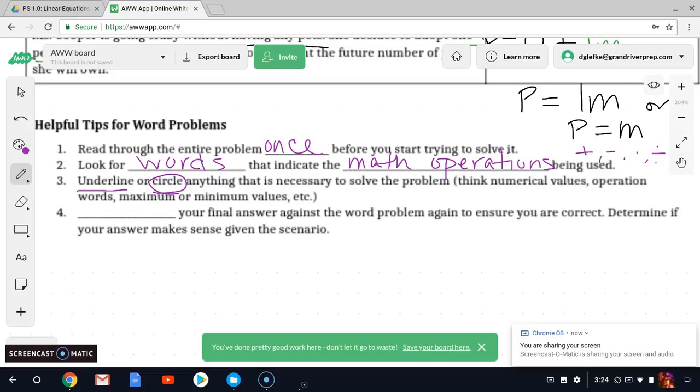And then we want to compare our final answer, so our final equation, with the word problem to ensure that we are correct. Okay, we want to make sure that it makes sense. If it doesn't make sense, we want to fix it. And then we just wrote some equations given the word problems.